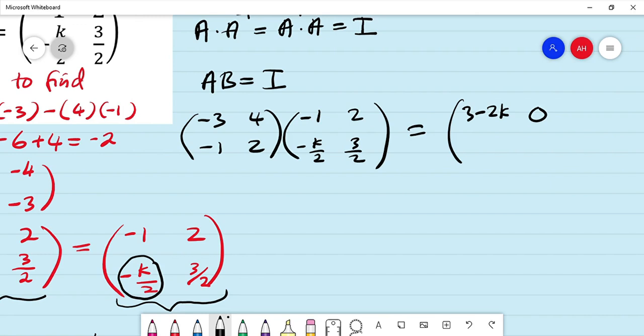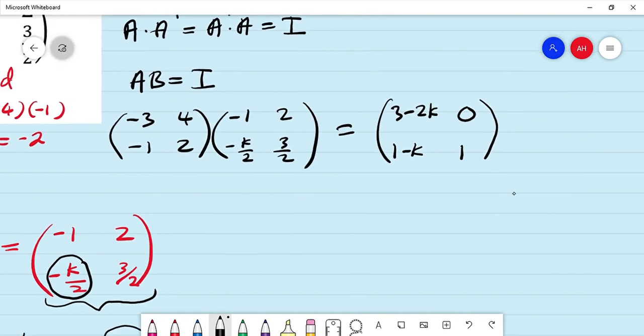Okay. At this place we have 1 times negative 1 is 1. Okay, we have 1 minus k. You should understand why I get 1 minus k. And the last number will be negative 2. Okay, negative 2 plus 3 is equal to 1, like this. That's what I get after I multiply A and B together.